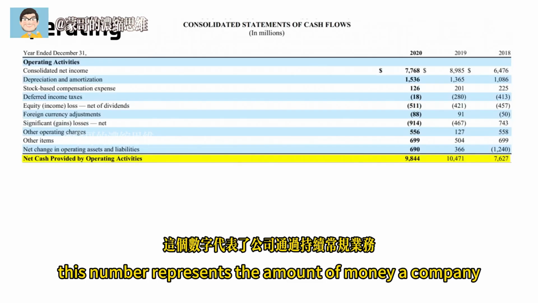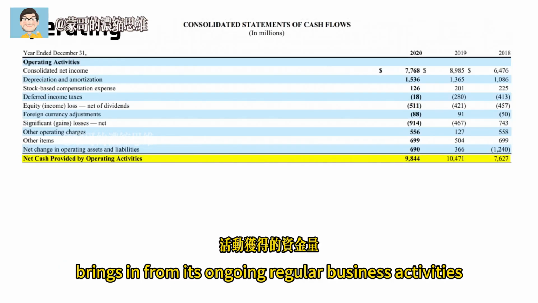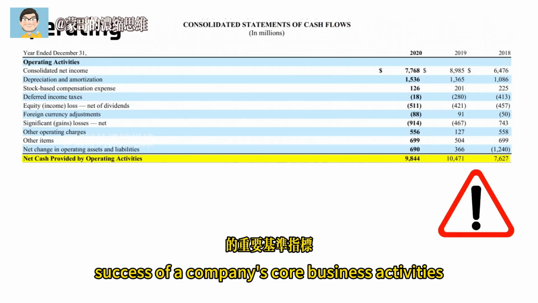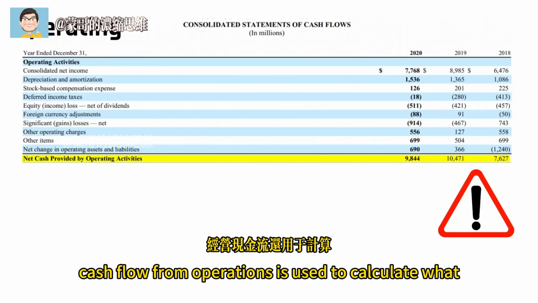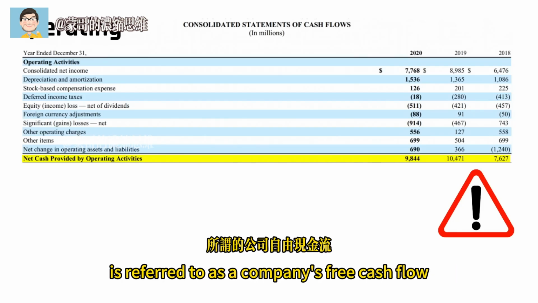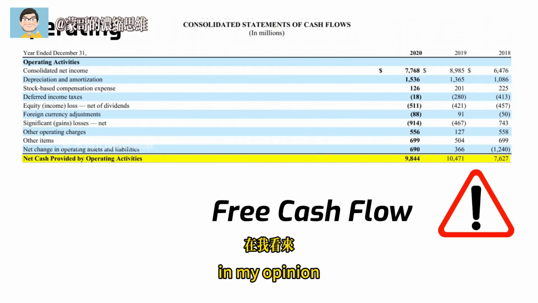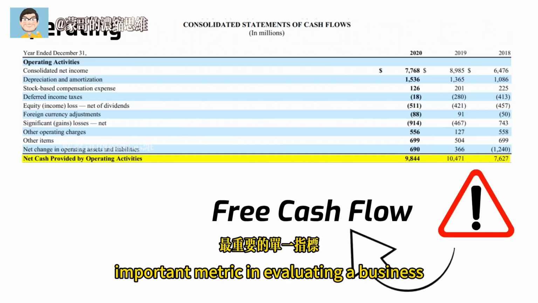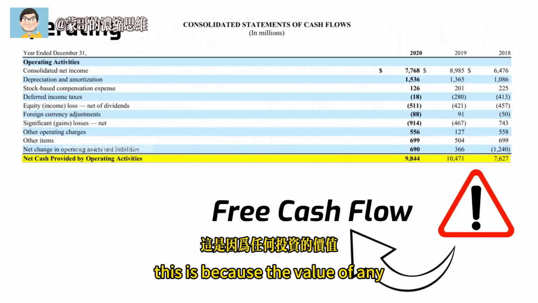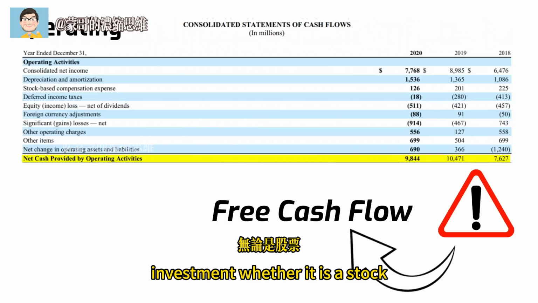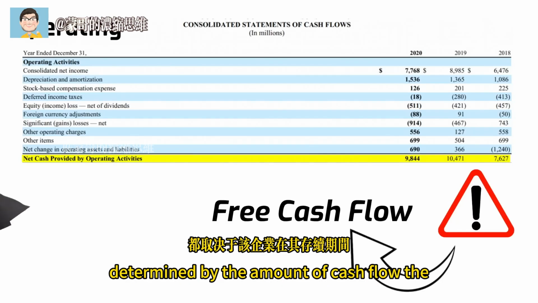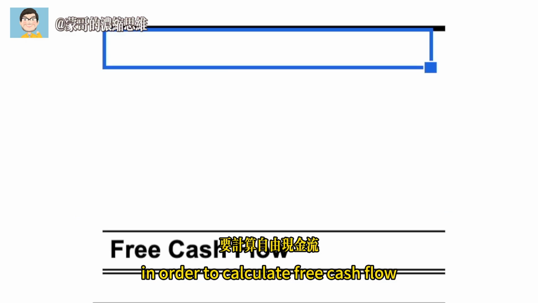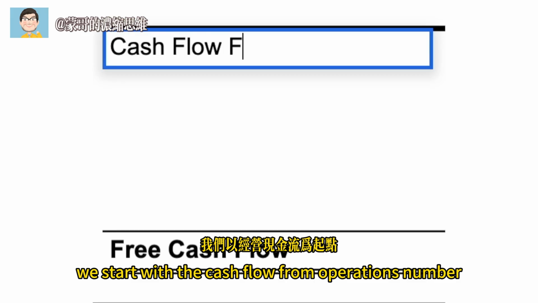This number represents the amount of money a company brings in from its ongoing, regular business activities and is an important benchmark to determine the financial success of a company's core business activities. Additionally, cash flow from operations is used to calculate what is referred to as a company's free cash flow. In my opinion, and from my experience as an investment analyst, free cash flow is the single most important metric in evaluating a business. This is because the value of any investment, whether it is a stock, apartment building, or a small business, is determined by the amount of cash flow the business will be able to generate over its life. In order to calculate free cash flow, we start with the cash flow from operations number.